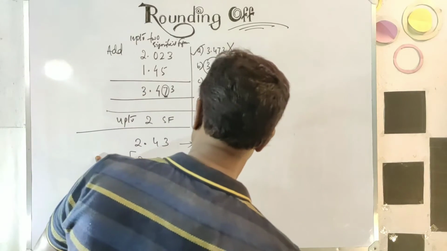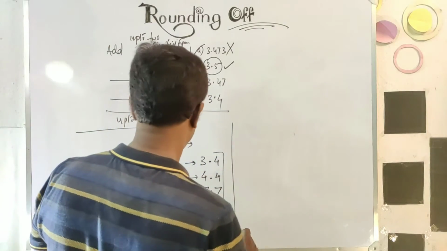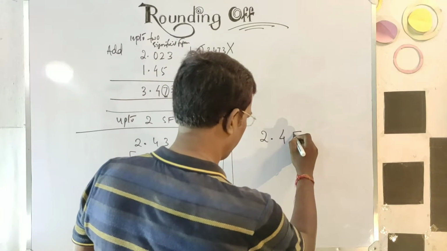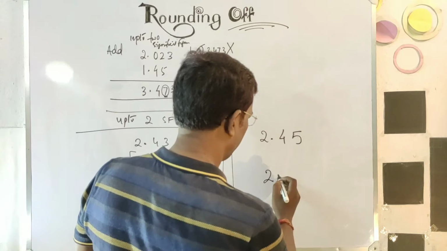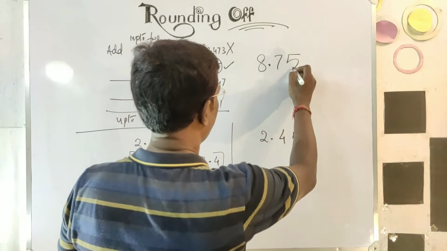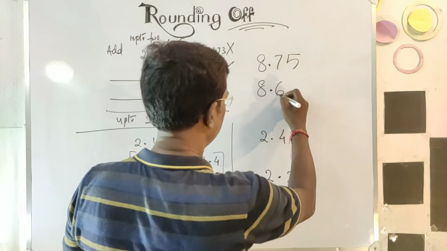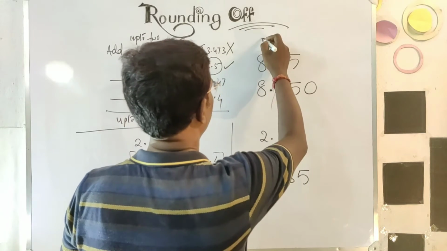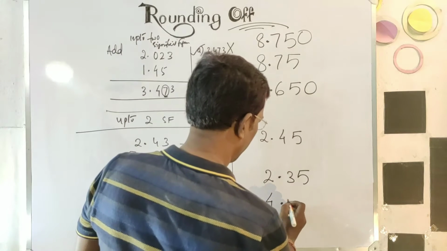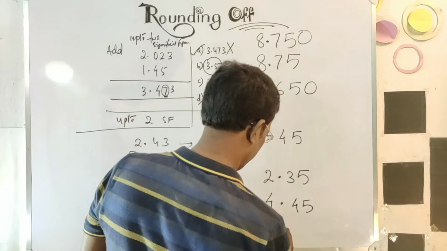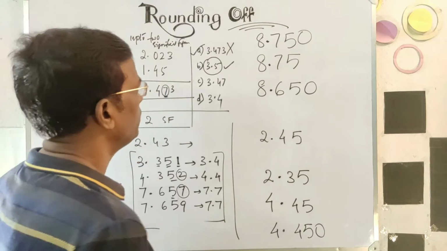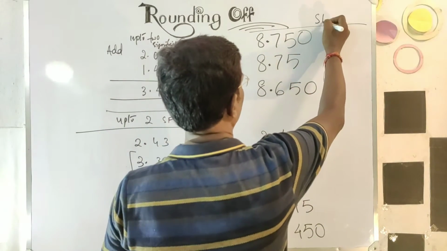Let's take one more set of examples, and the things will be more clear to you about this 5 part. Now what will be 2.45 something, and 2.35, and 8.75, and 8.650, and 8.750. Let's take 4.45, and let's take 4.450. Up to 2 significant figures we want to find out.